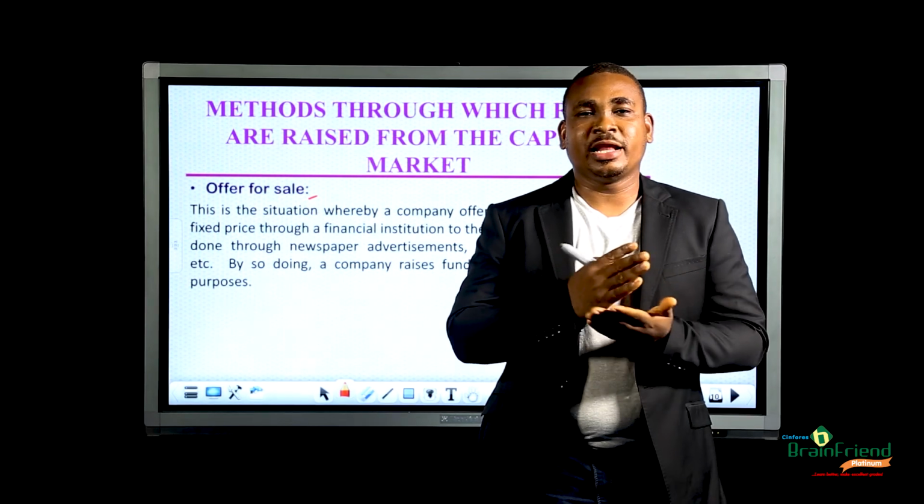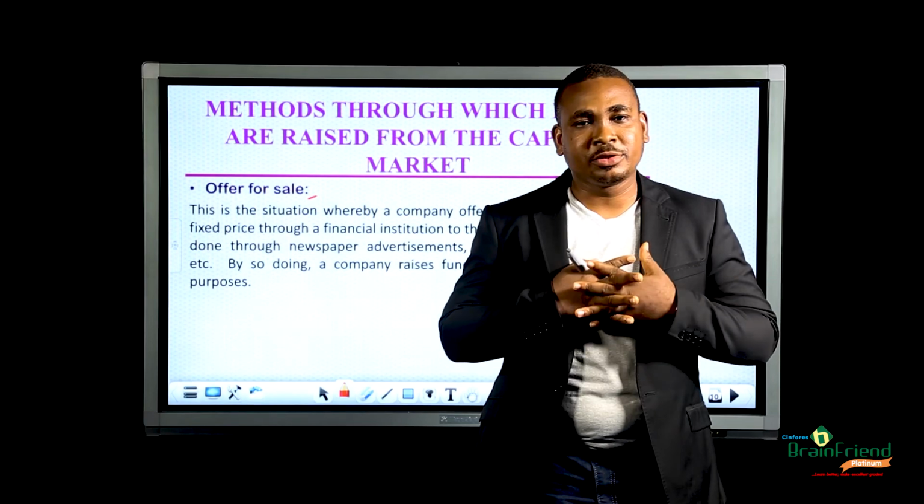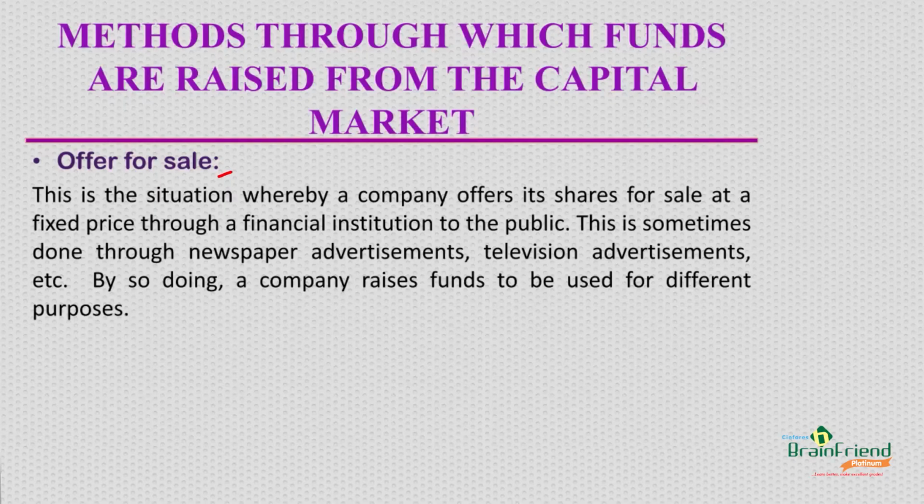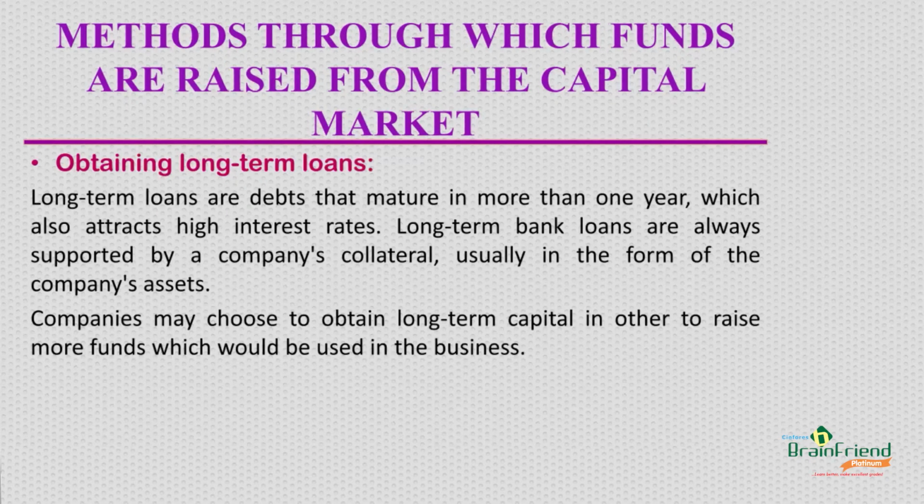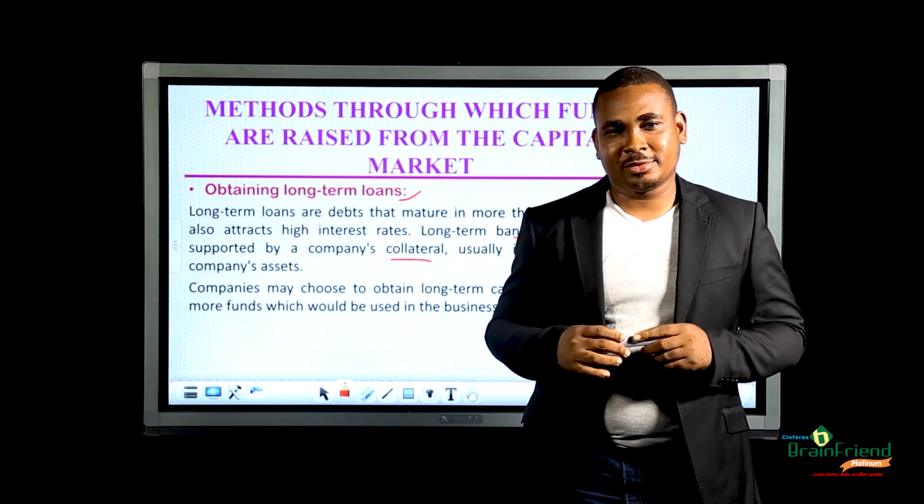Now, let's see the last method for this class used by a company to raise funds in the capital market. Obtaining long-term loans. Long-term loans are debts that mature over 1 year. Now, these debts are charged high interest rates. Long-term bank loans are always supported by a company's collateral, usually in the form of the company's assets. A company may choose to raise funds by obtaining long-term loans.